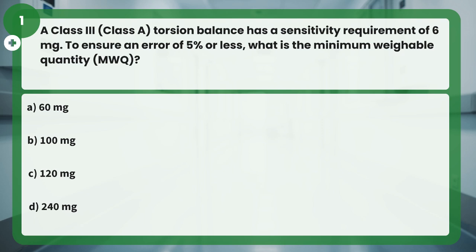Question 1. A Class 3, Class A, torsion balance has a sensitivity requirement of 6 mg. To ensure an error of 5% or less, what is the minimum weighable quantity, MWQ? A. 60 mg. B. 100 mg. C. 120 mg. D. 240 mg.